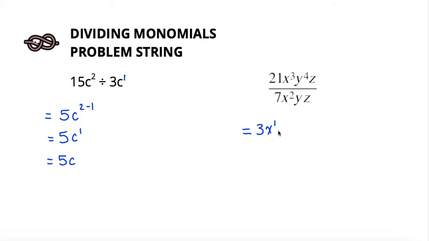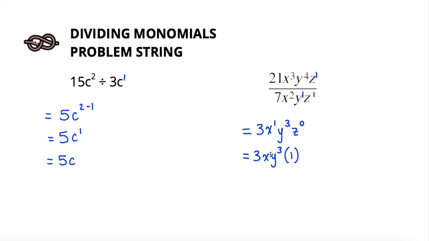Then we look at our y's. Here's my imaginary exponent of 1. 4 take away 1 is 3. And then I look at my z's. Here's my imaginary ones that I'm writing in. 1 take away 1 is 0. And remember, anything to the power of 0 is 1.